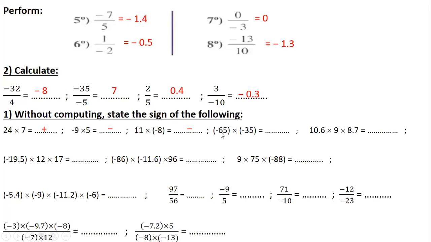Hussein, 11 times negative 8. What's the sign of 11? Plus means positive. And 8? Negative. Positive times negative is? Negative. Thank you. Taleen. Yes, miss. Negative 65 times negative 35. Negative times negative is? Positive. Thank you, Taleen.